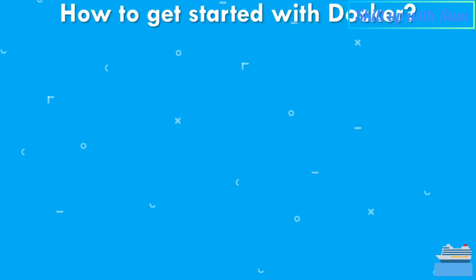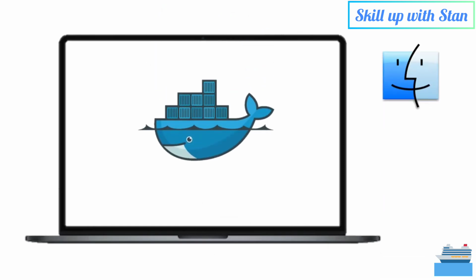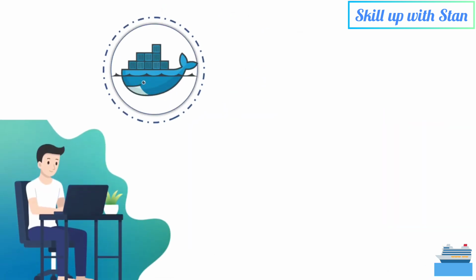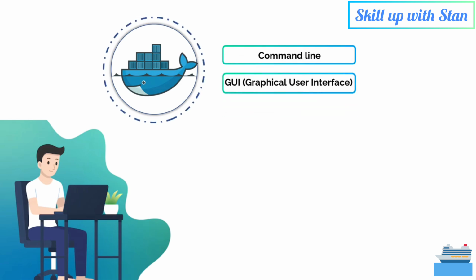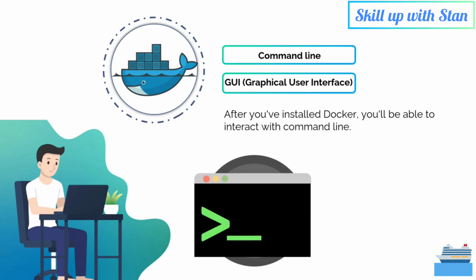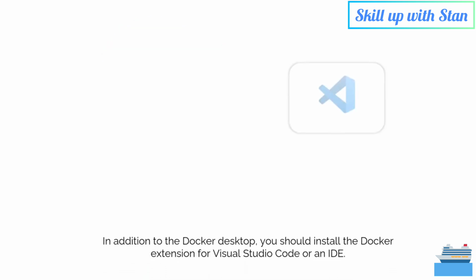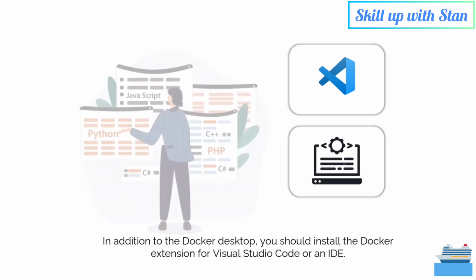How to get started with Docker? The first step is to download and install Docker. If you're using a Mac or Windows system, the Docker Desktop program is suggested because it includes everything you'll need for the command line as well as a GUI, graphical user interface, for inspecting your running containers. You'll be able to use Docker from the command line after it's been installed. You should install the Docker extension for VS Code or your IDE in addition to Docker Desktop. When writing Docker files, this will provide language support.